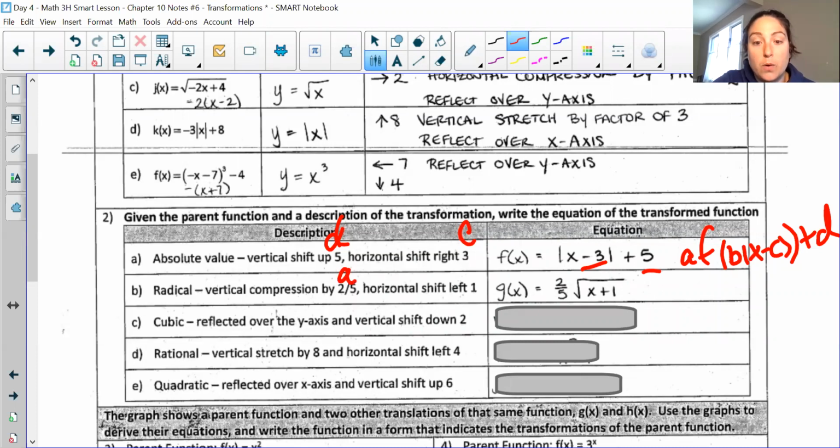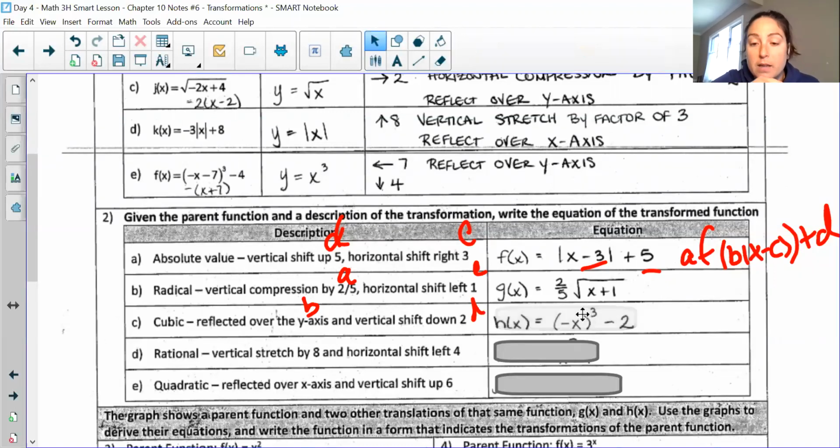All right, and same thing for our next one. Since it's a vertical compression, I know that's an a value, and a horizontal shift, left 1, is our c value. So c, cubic, reflected over the y-axis and vertical shift down 2. Our parent function is x cubed, reflected over the y-axis means we'll have a -b, and a vertical shift down 2, so that's our d value of -2. So we end up getting h of x equals -x cubed minus 2.